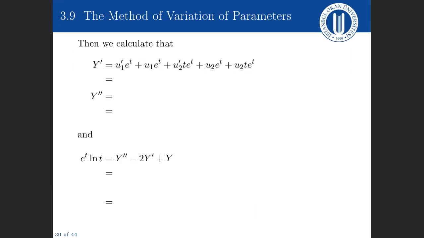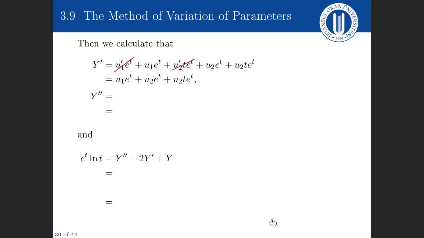So here's the calculation laid out. I'm going to fill in each line as we talk through it. We start with y is u1 e to the power t plus u2 t e to the power t, and we differentiate this. But remember, u1 prime plus u2 prime t is equal to 0. So these two terms cancel out. And we're left with u1 e to the power t plus u2 e to the power t plus u2 t e to the power t.